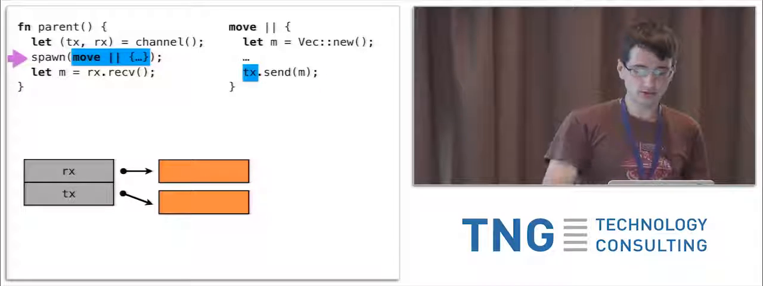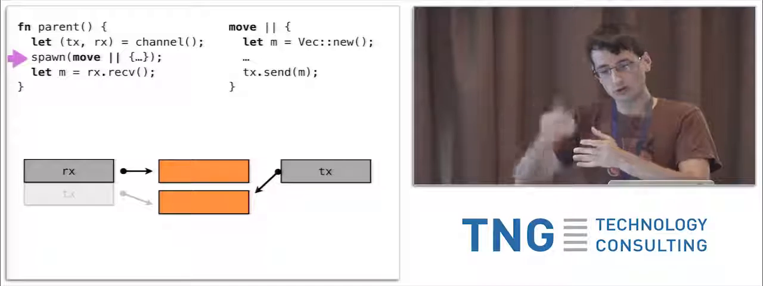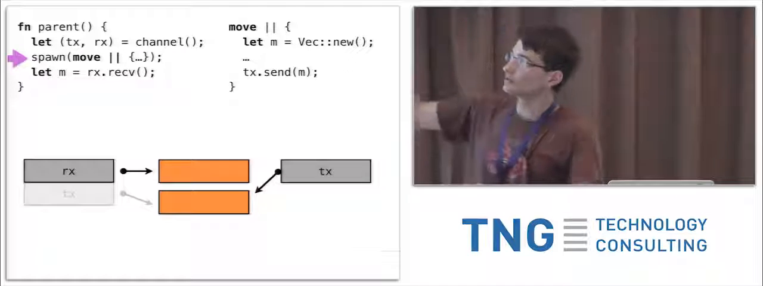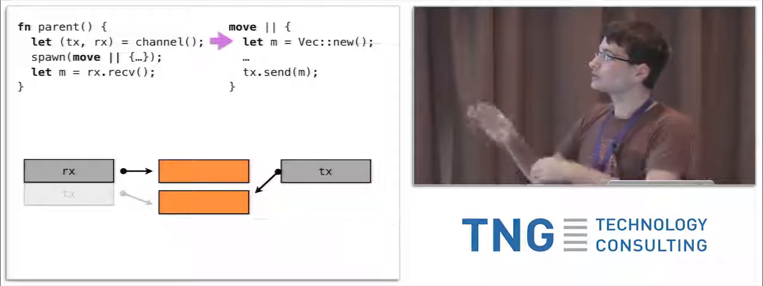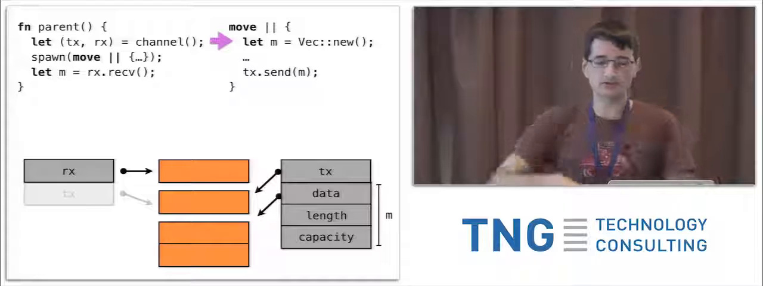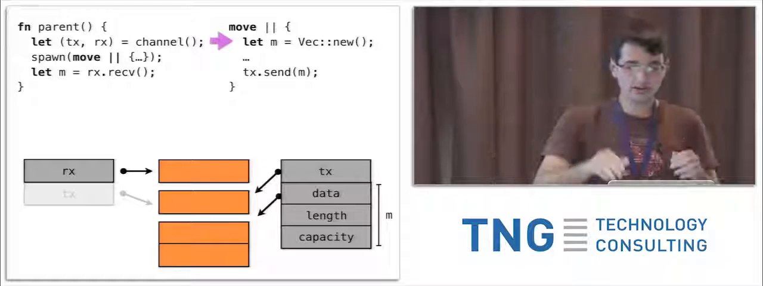That's kind of just a fun thing about Rust. So this transmission endpoint is going to move over to the child. The parent now forgets about it because it's been moved out, like we've seen before. Child's going to run for a little bit. It's going to create a vector, put some data onto it. Say, oh, we've seen kind of this stuff before.